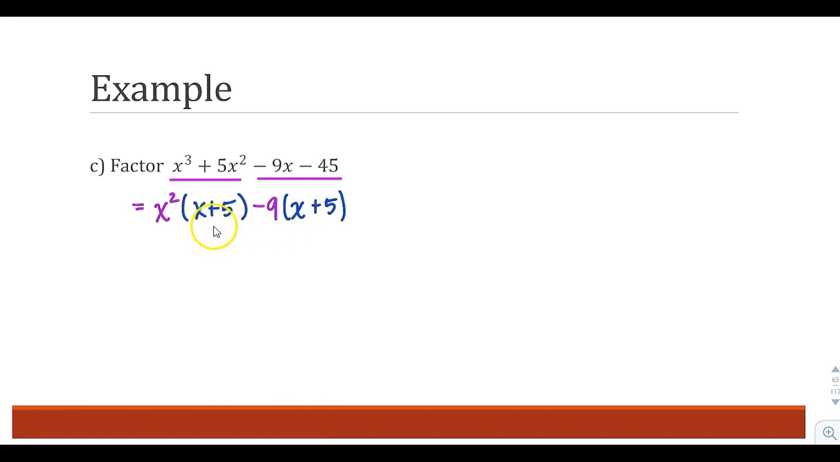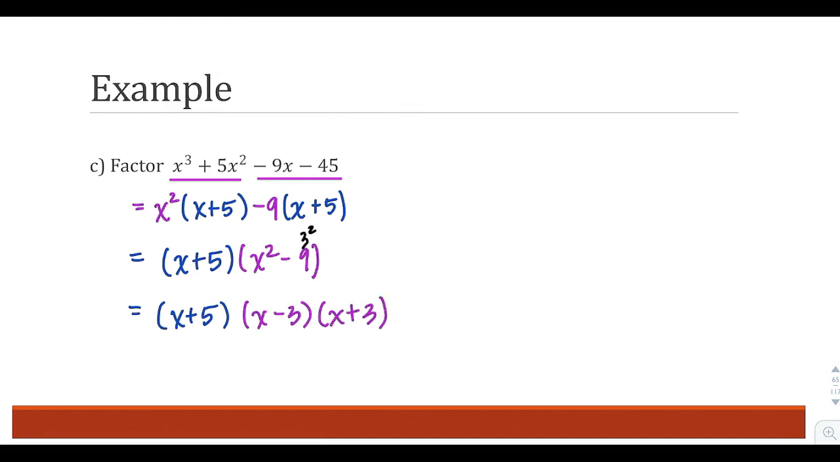So the common binomial here is x plus 5, so we'll go ahead and factor that out. So we have x plus 5, and then from the first term we'd have an x squared left over, and then from the second term we'd have a minus 9 left over. So now we have to continue to look and think, can I factor anything further? And this x squared minus 9 can be factored further because it's a difference of squares. So 9 is 3 squared. So I'm going to write 9 as 3 squared directly above it. So I have x squared minus 3 squared. So I'll bring down that first part, x plus 5. And then this second piece will factor to x minus 3, x plus 3.